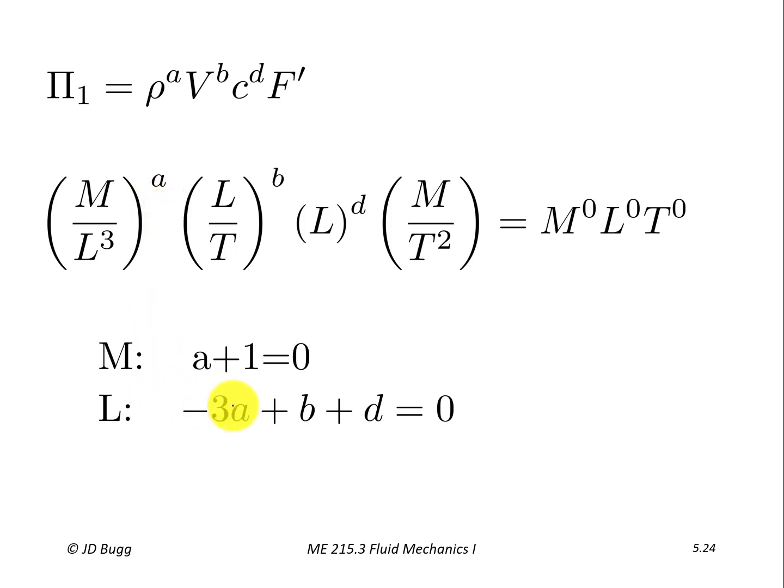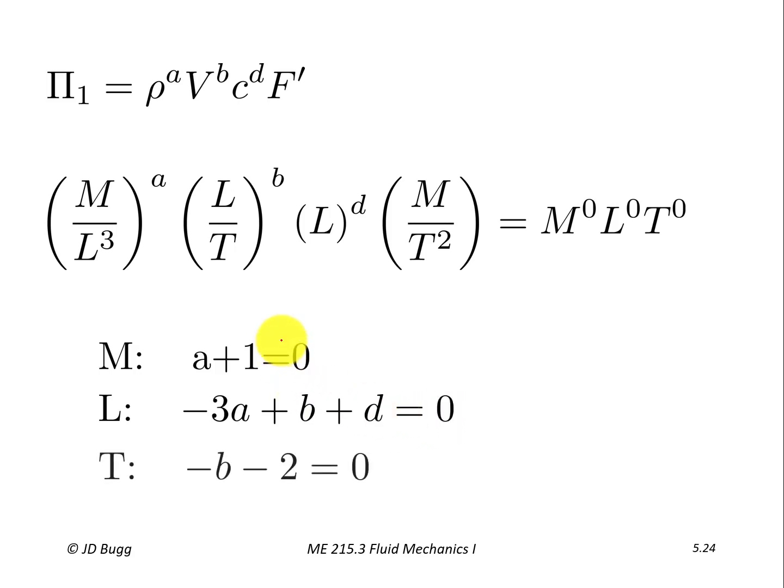So a minus 3a from the density, just a b from the velocity, because this is in the numerator, so it's positive, and it's just raised to the power b. And likewise, the chord length is just length raised to the power d. Notice there's no length involved here, so we have no number at the end of that summation. So all of those things also have to add up to 0.